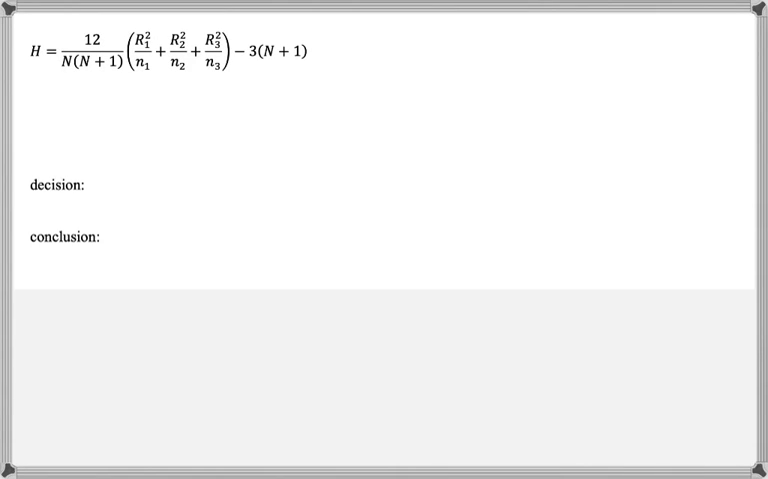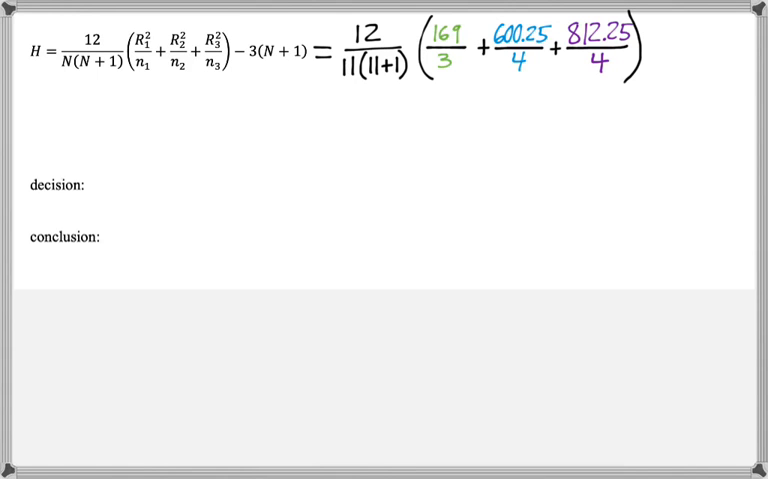Next, we have to use the formula to calculate H. So this will be 12 over 11 times 11 plus 1, times 169 over 3 plus 600.25 over 4 plus 812.25 over 4, minus 3 times 11 plus 1.